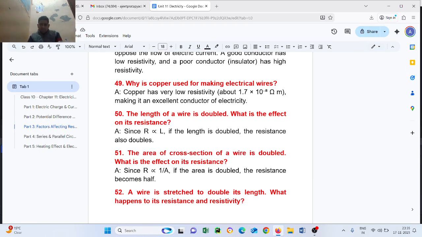Question number 50. The length of a wire is doubled. What is the effect on its resistance? Since R is proportional to L, if the length is doubled, the resistance also doubles.